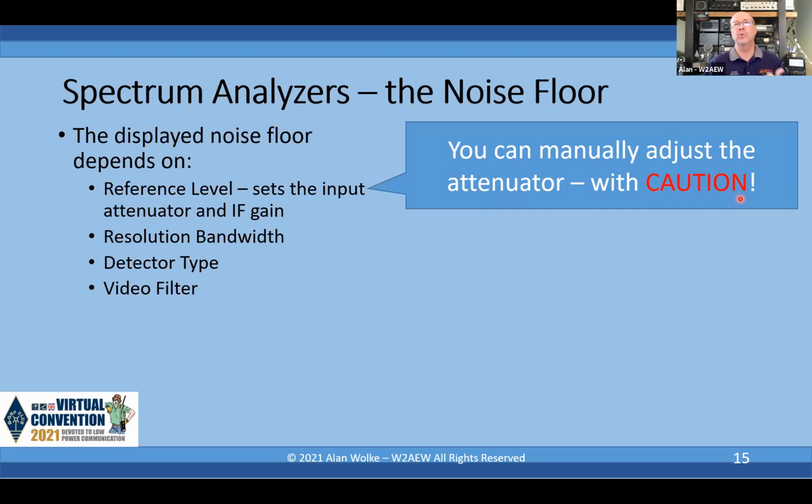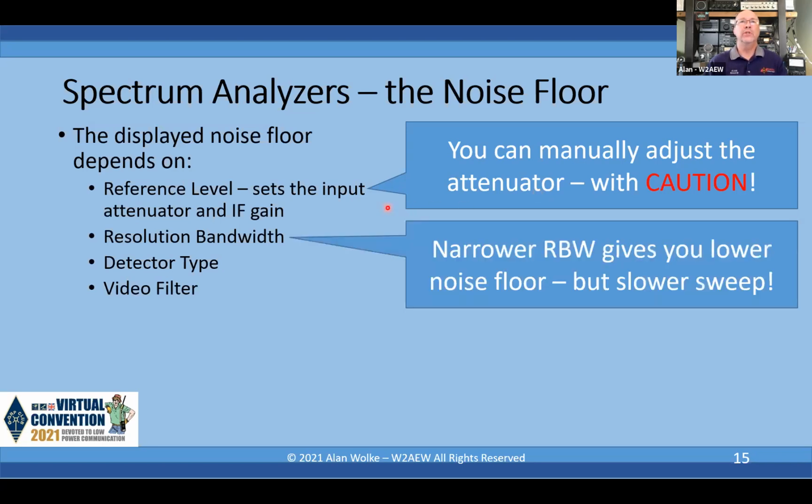Again, because number one, you could start introducing distortion products that aren't really on your signal. That's probably the best thing that could happen. The worst thing you could do is expose that front end mixer to a damaging power level and damage the front end mixer of the analyzer, which can get very expensive. The resolution bandwidth, again, narrow RBW gives you that lower noise floor, but a slower sweep.